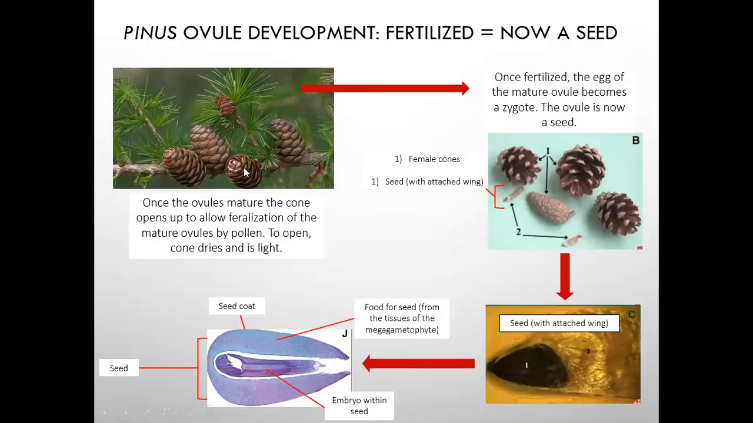So here we see once the ovules are mature, the cone will open up to allow that pollen grain to come in there to fertilize the egg. And at this point, the cone is going to be drier and a bit lighter as well. So once the egg is fertilized, it will become a zygote. And at this point, the ovule itself is going to be our seed. So here is a look at that seed that will come out of our cone.